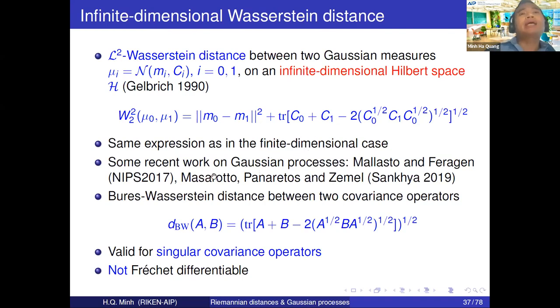It has been applied and studied in Gaussian processes as well. As I mentioned, this Wasserstein distance between two covariance operators is also valid for singular covariance operators. Of course, it's not perfect because it has some undesirable properties, for example, it's not continuously differentiable.